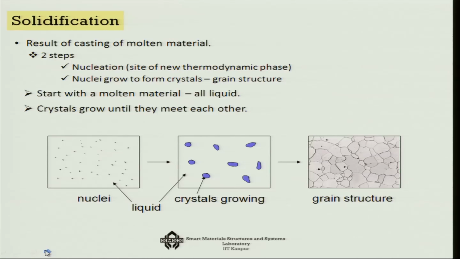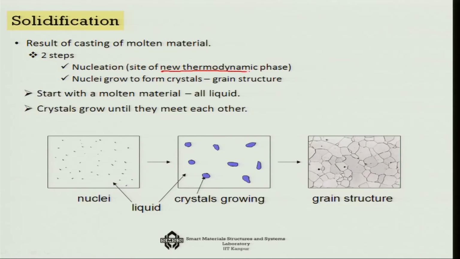Now, when you take a material from the molten state to the solid phase, the first thing that happens is the appearance of new thermodynamic phases, which we call nucleation. As shown here, various nuclei will start, and these nuclei will grow to form the crystals. These crystals will keep growing up to a point when they meet each other.